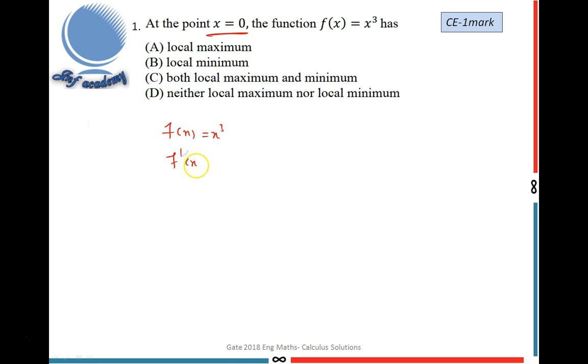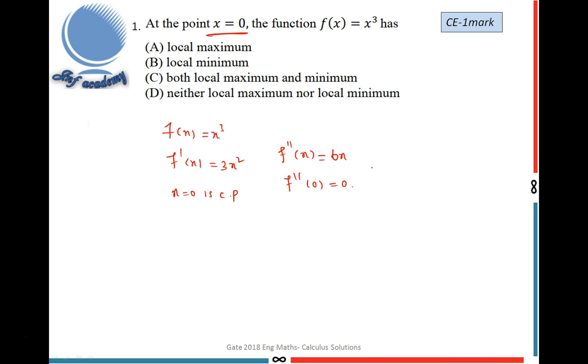Now the function is f of x equal to x cube. F dash of x equal to 3x square. Solve the equation f dash of x equal to 0. We get the point x equal to 0 is a critical point. Now I find f double dash of x equal to 6x. F double dash of 0 equal to 0. So in this problem, the second derivative test doesn't give the answer.